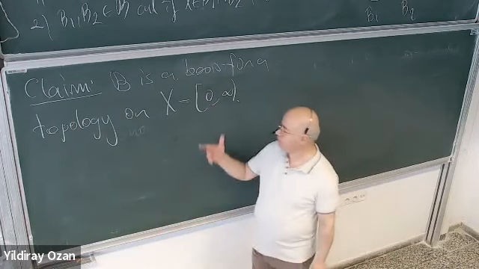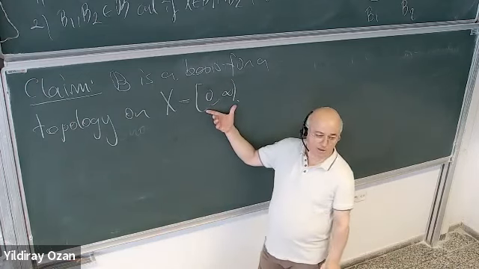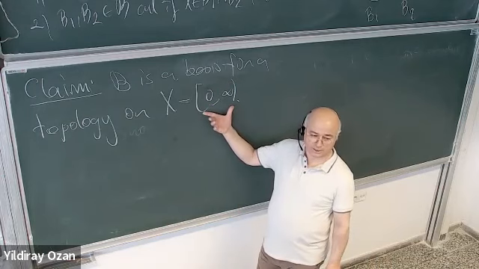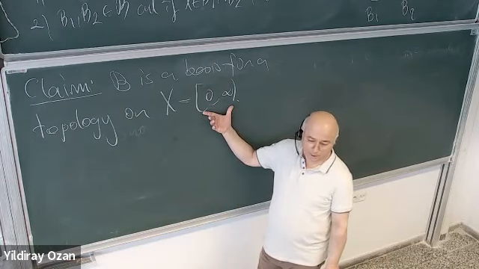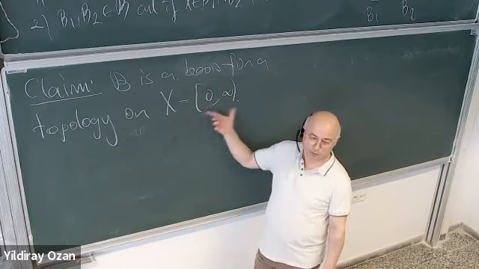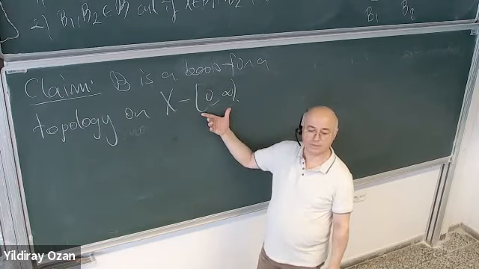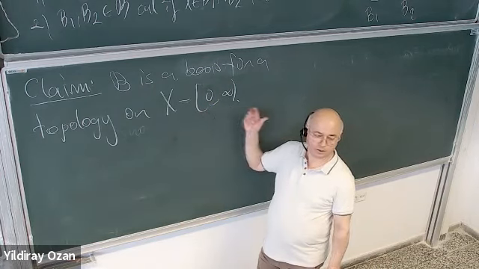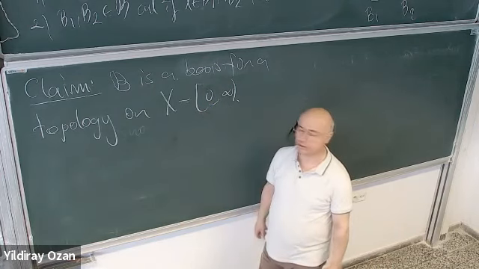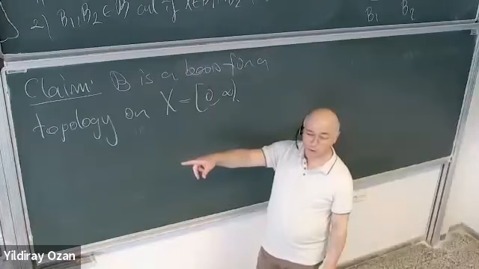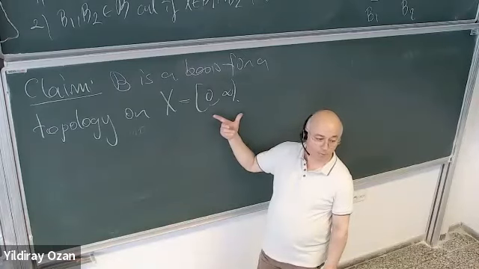Actually, we will see that the inherited topology on this set from R is not compact, because this is unbounded, I mean, you have a sequence of integers which doesn't have any convergent subsequence. But with this topology, it will be compact.